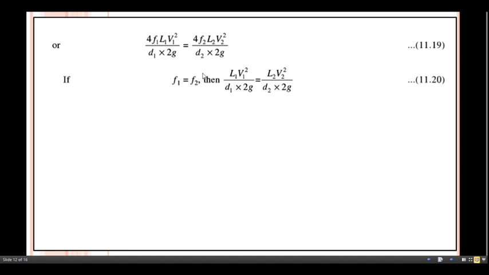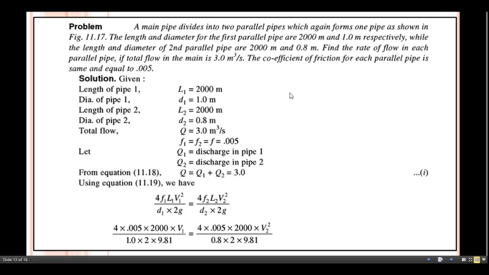In this case, if we consider the coefficient of friction F1 equals F2, then F1 and F2 get cancelled and the remaining relation is L1 V1 squared divided by D1 multiplied by 2g equals L2 V2 squared divided by D2 multiplied by 2g.